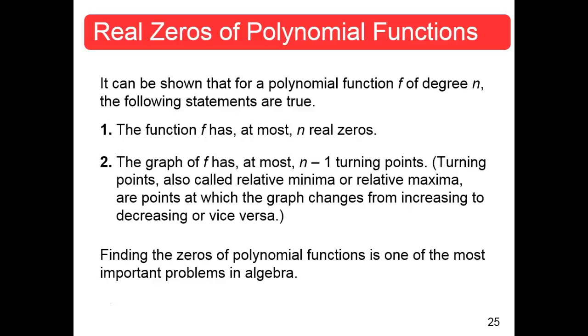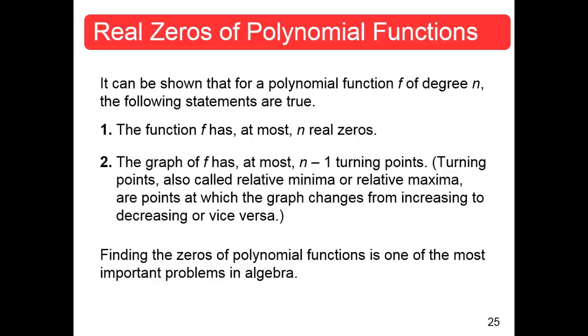The graph of f has at most how many turning points? n minus 1. Okay, n minus 1 turning points. Turning points, also called a relative minimum or a relative maximum. Okay, points at which the graph changes from increasing to decreasing or decreasing to increasing. Okay, so these are the two things we just were noting on those things. I knew this was coming up, but I wanted you to see it on the graph first. Okay, finding those zeros of the polynomial function, one of the most important problems in algebra.